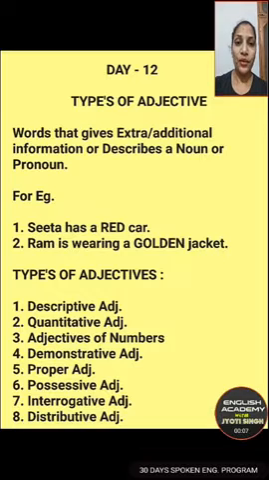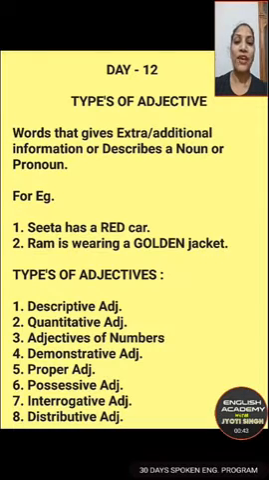So we know that adjectives give us extra additional information about a noun or a pronoun. It describes a noun or a pronoun by telling us about its quality, its quantity, number, and so on. Right? For example, Sita has a red car. Sita has a car. Car is a noun, right? But which colored car? What kind of car she has? So here we have explained Sita has a red car.